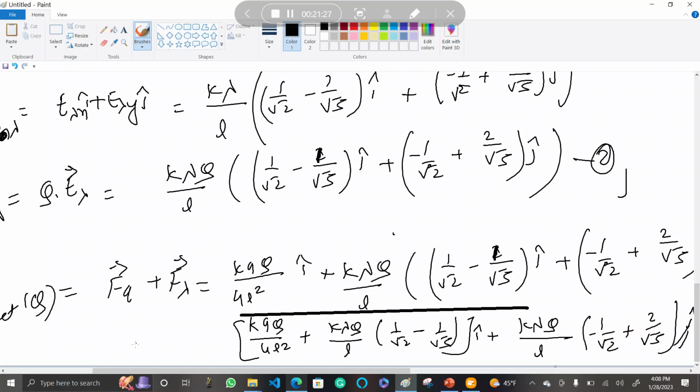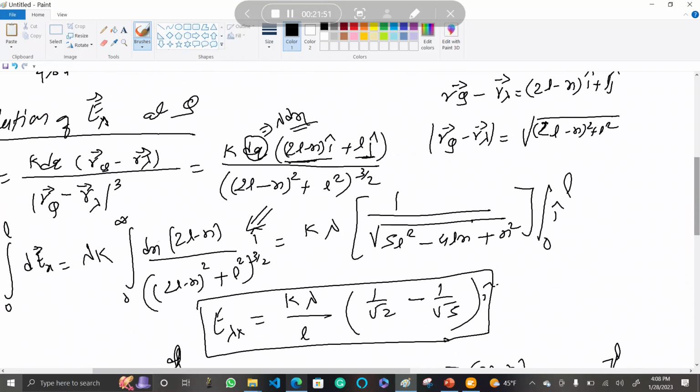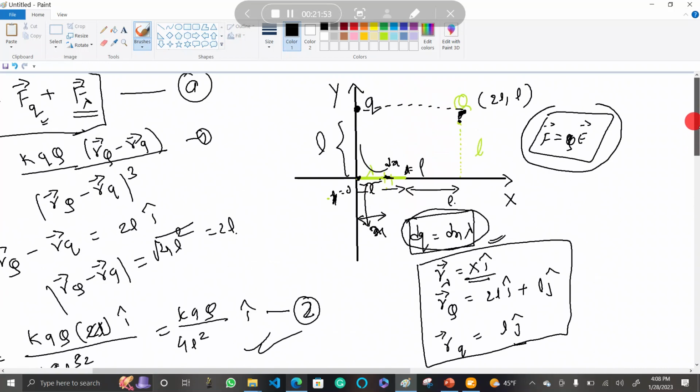This is the total, or let's say net force experienced by the charge. Don't be confused by this line, I'm just incorporating these two in one line. So this is the total net force on the charge q because of the two charges: one is the point charge and the next one is the line charge along the x-axis. Okay, see you in the next video.